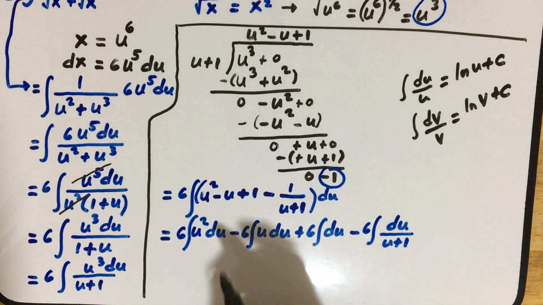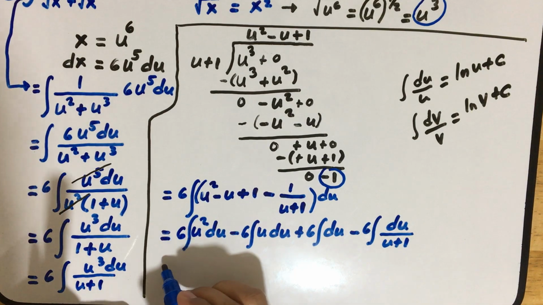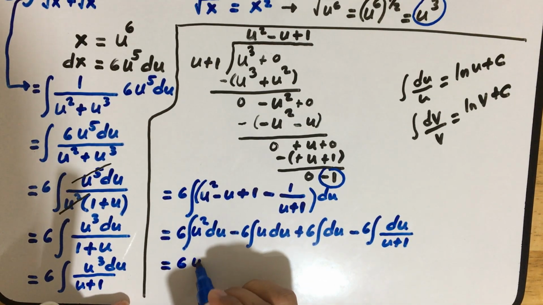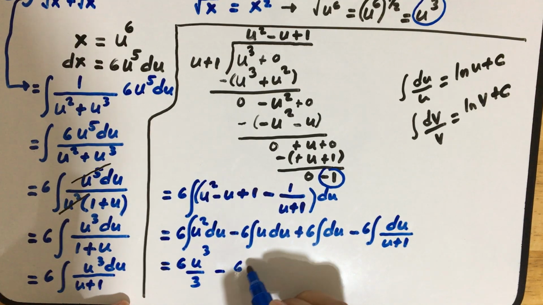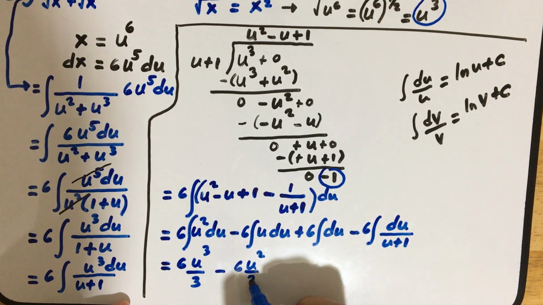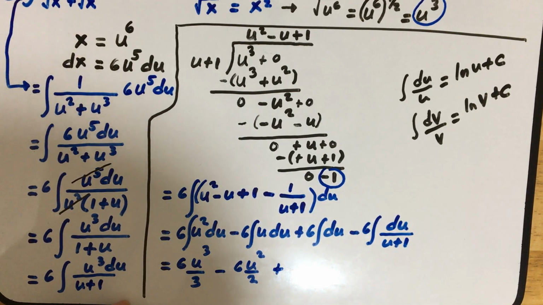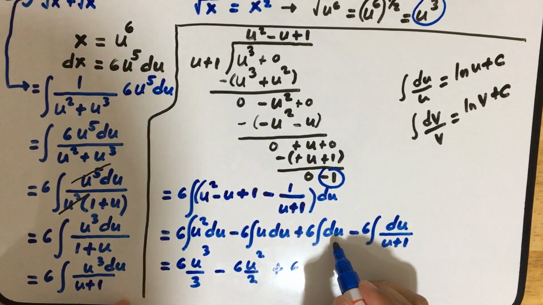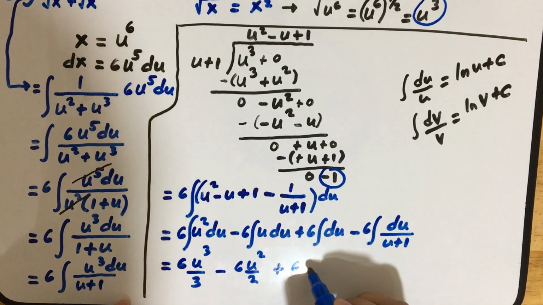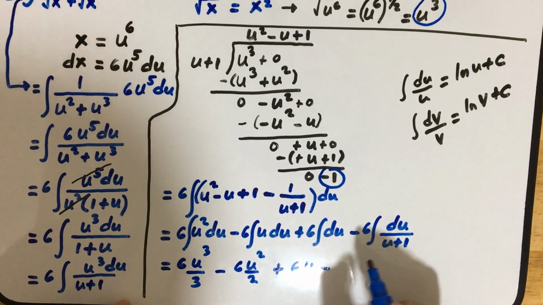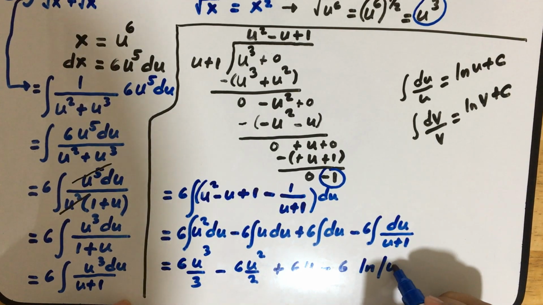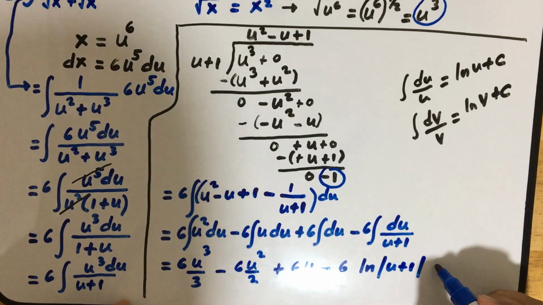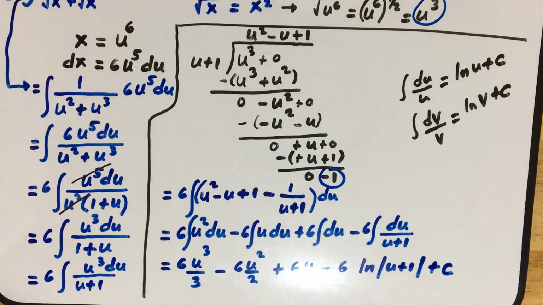So this is in the form of du over u, or dv over v. Okay, so using the power formula that we have learned before, this will be 6 times u cubed divided by 3, then minus 6 times u squared over 2, then plus 6 times du, which is equal to 6u, then minus 6 times ln of u plus 1, then plus c. Okay?